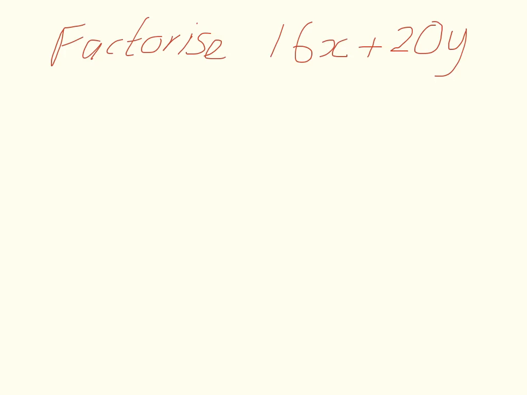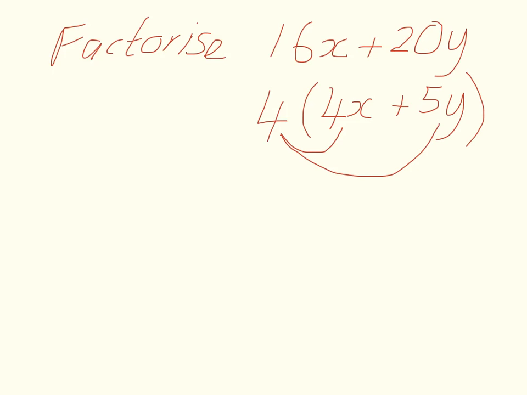So what we do is we put down the number 4, and we open a bracket. Now I've got to ask myself, 4 times what gives me 16x? And that's a 4x. And then 4 times what gives 20y, well, I would need 5y. So 4 times 4x gives me 16x, and 4 times 5y gives me 20y, okay? So again, these two things are exactly the same as each other. I've factorised, I've put it in a bracket, I've factored something out, so I've taken a 4 out, okay?